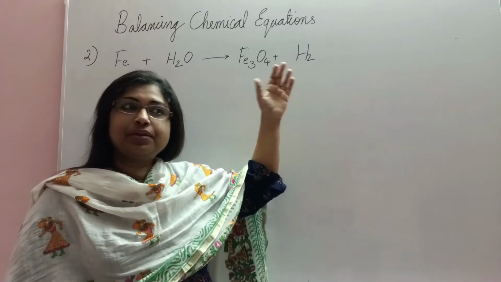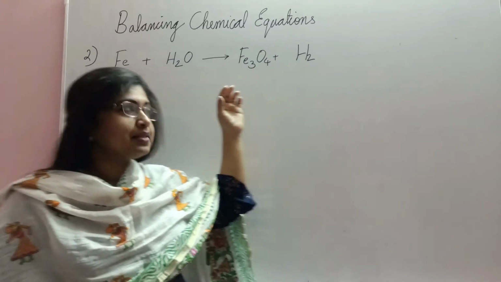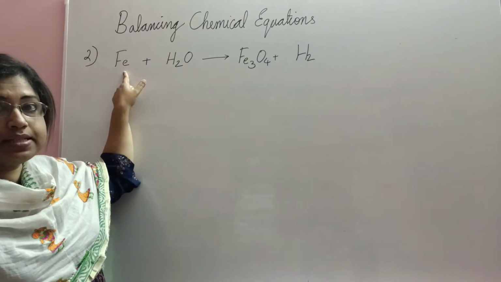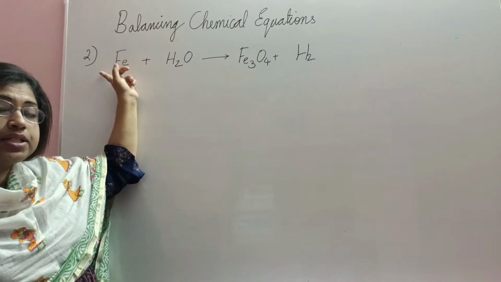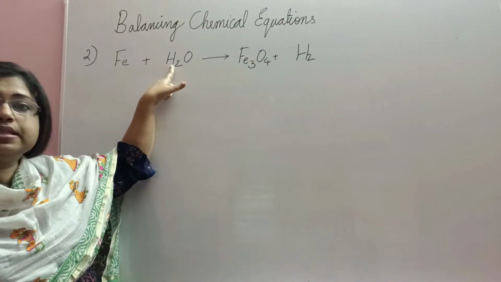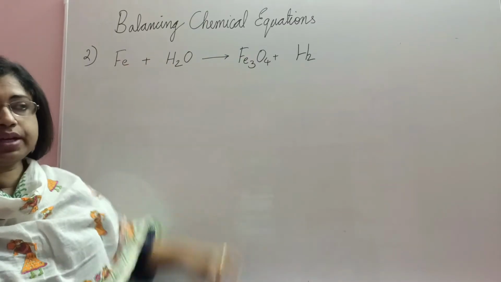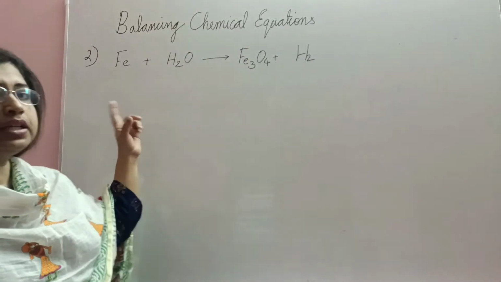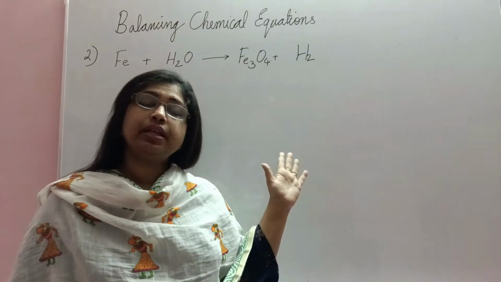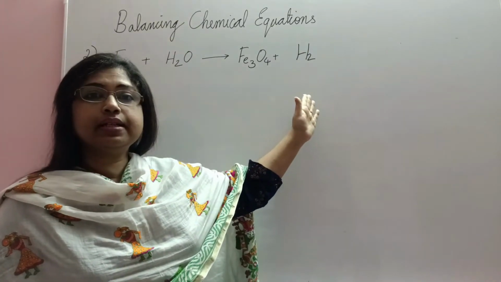Okay, so you will learn about this equation in the chapter metals and non-metals. Iron is a metal and it is reacting with steam. Here water is in the form of steam. This is a reaction of metal with water. Okay, now we can begin with balancing it. The first step is to count the number of atoms on the left hand side, that is the reactant side, and on the right hand side.